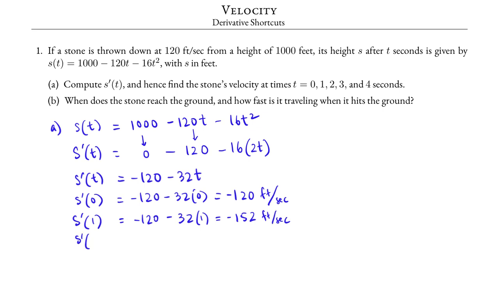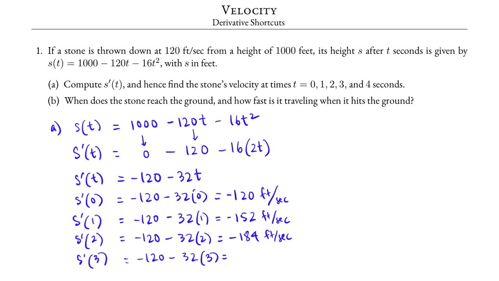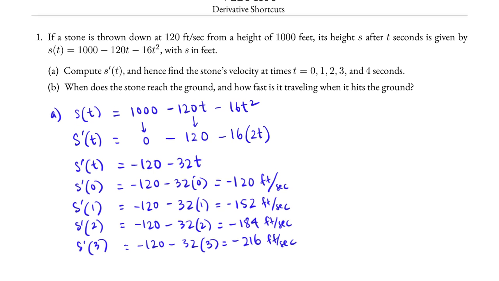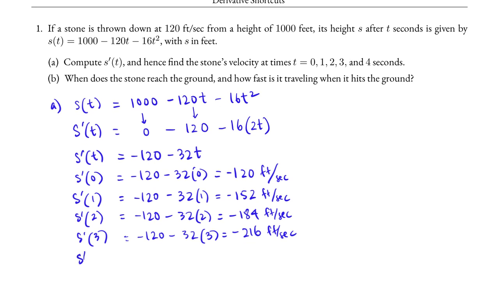s prime of 2 is negative 120 minus 32 times 2, which will give us negative 184 feet per second. s prime of 3 is negative 120 minus 32 times 3, which is negative 216 feet per second. And lastly, s prime of 4 is negative 120 minus 32 times 4, which will give us negative 248, and again, the unit is feet per second.